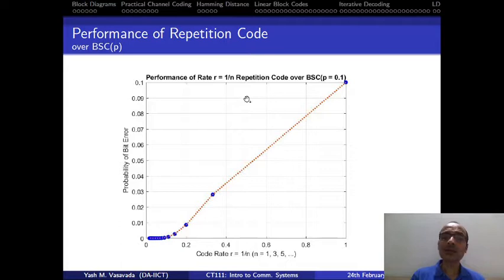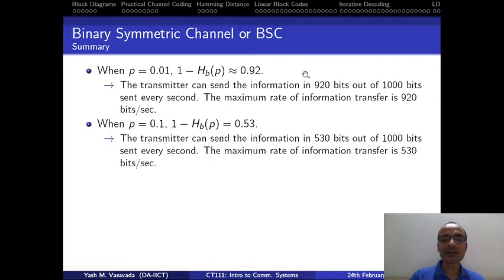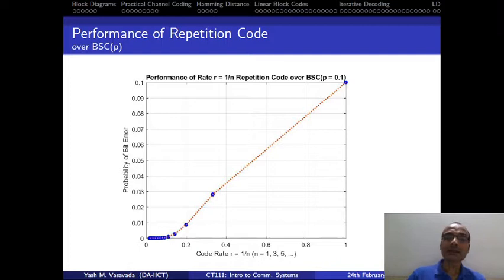whose error probability performance is shown over here for different rates. I have considered the length to be an odd integer because that simplifies the majority voting decoding and the corresponding probability of error analysis. And I have taken P equal to 0.1. Remember, for P equal to 0.1, the channel capacity says that we will be able to send 530 bits. Basically, the rate can be as high as 0.53.